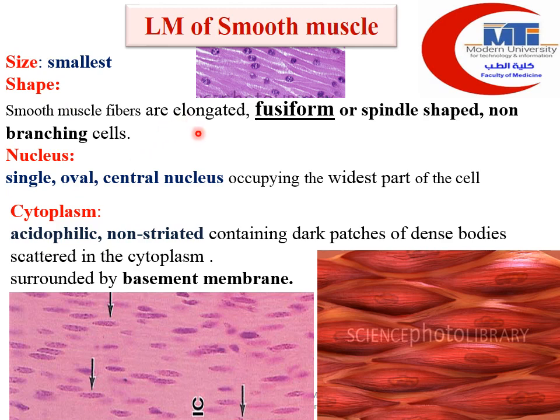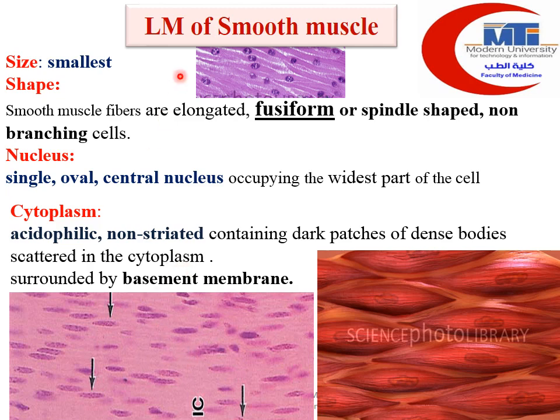Nucleus of smooth muscles: single, oval, central nucleus, occupying the widest part of the cells. Cytoplasm: acidophilic, non-striated, containing dark patches of dense bodies scattered in the cytoplasm, surrounded by basement membrane.